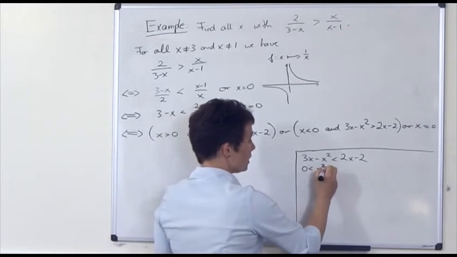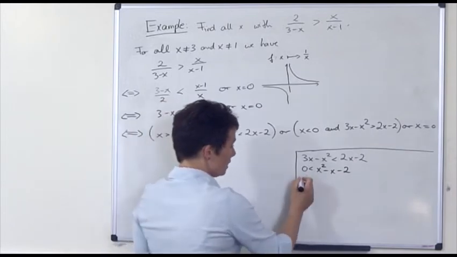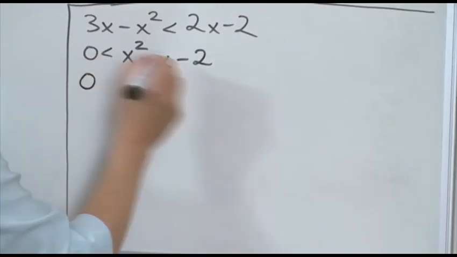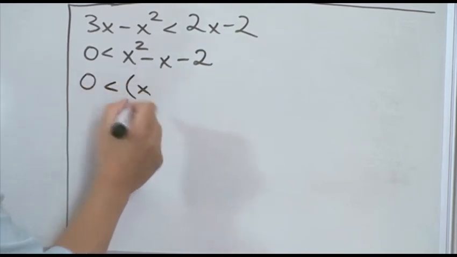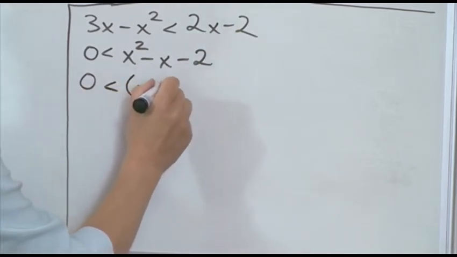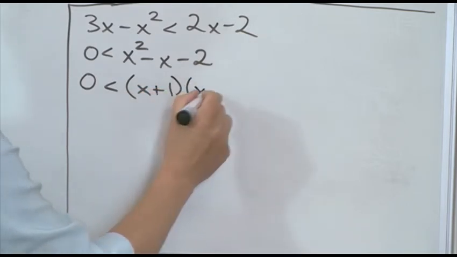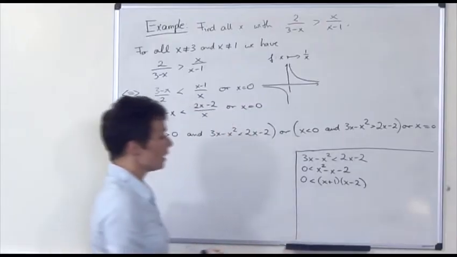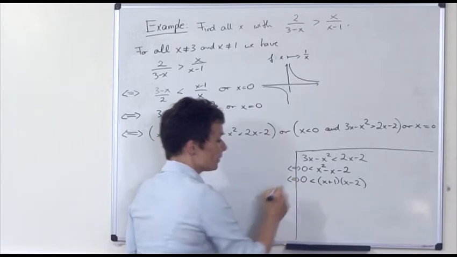So I get x squared minus x minus 2. And luckily, the right-hand side here factorizes into x plus 1 times x minus 2. And I forgot my ifs and only ifs, which are important.